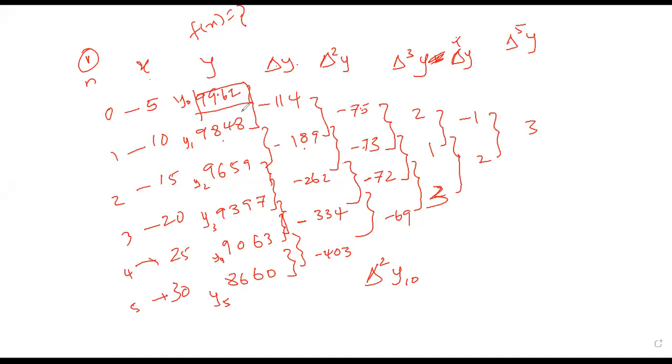Okay. So this is y0, and this will be delta y0. This will be delta y1. Okay, delta y2, delta y3, delta y4. Okay, then this value will be delta squared y0, isn't it? Similarly, this one delta squared y1. So my 10 will be, the index value is 1. So this will be my answer. See, very easy, no? Minus 73 is the answer.